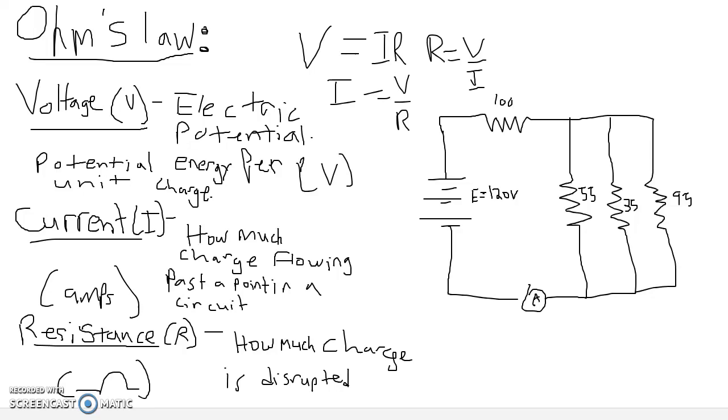Ohm's law consists of three variables, V, I, and R, which stand for voltage, current, and resistance. The equation for this law is V equals I times R, which can be altered to I equals V over R, and R equals V over I.